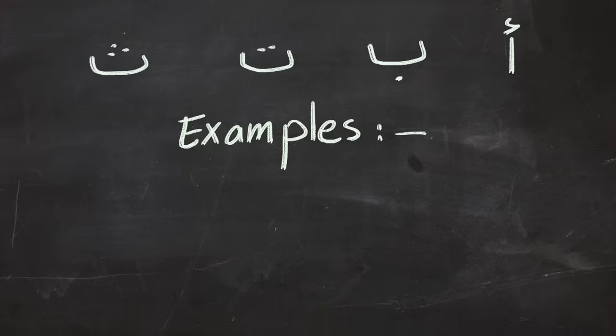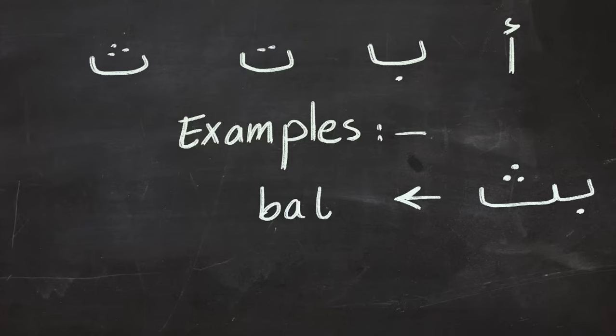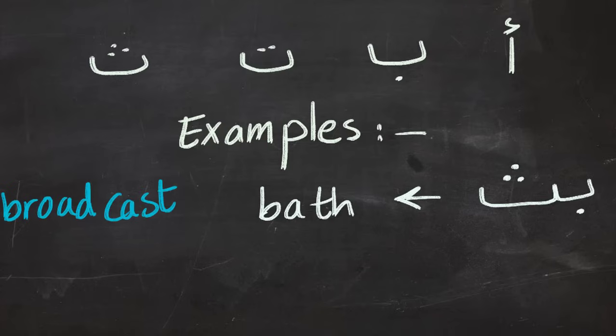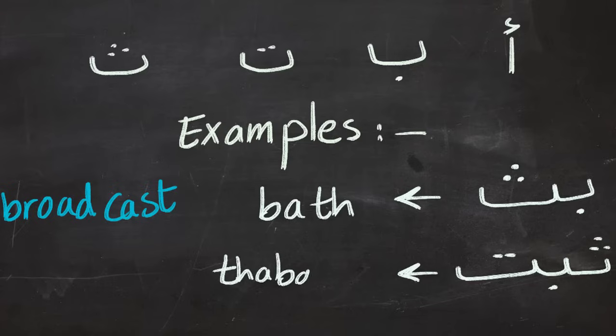Another example is Beth. Beth, of course, is going to look like bath when you try to write it in English, but it is not bath, it's Beth. And it means broadcast. So Beth means broadcast. Another example. Now I'm going to let you try to pronounce this one on your own. I'm going to give you a chance here.